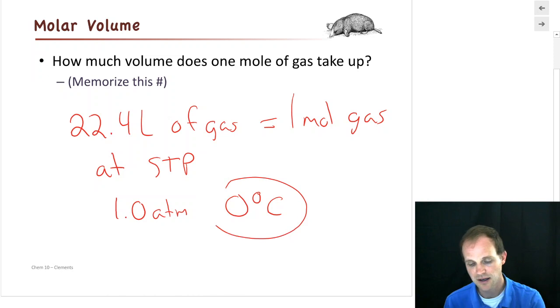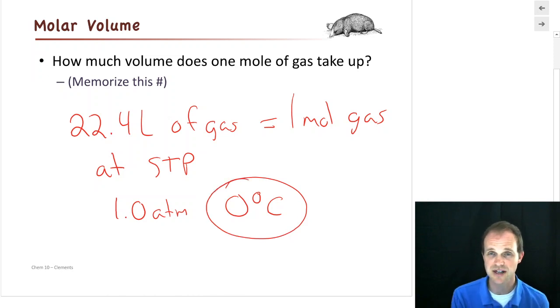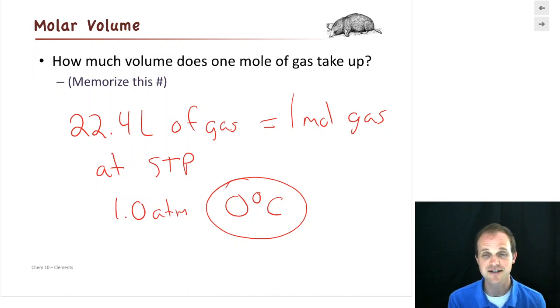What that means is 1.0 atmospheres of pressure and 0 degrees Celsius. I don't know where standard temperature is 0 degrees Celsius, maybe way up in Alaska, but down here in Southern California, that is not standard temperature. But that's what we mean when chemists talk about standard temperature and pressure. They mean 0 degrees Celsius and 1 atmosphere of pressure.